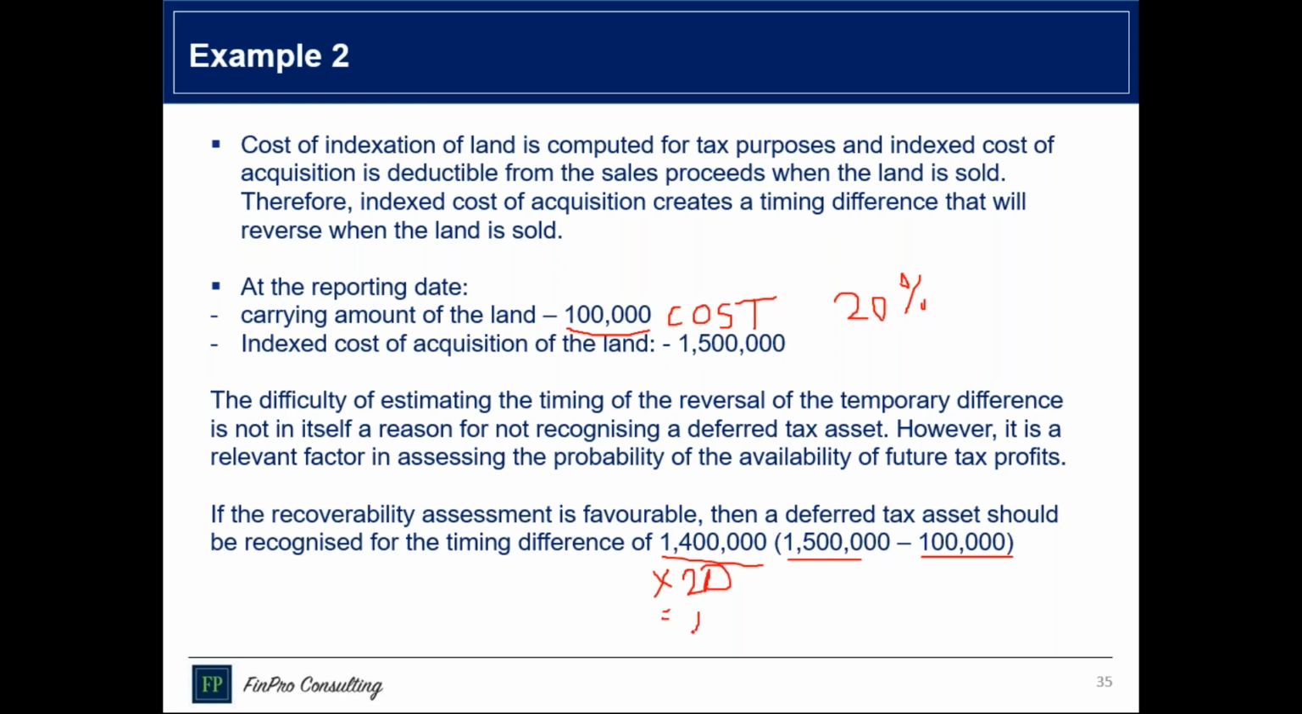which is 2,80,000. This is a deferred tax asset which is created. We will discuss when to create and when not to later on. But this is what the standard tells you to recognize: 20% of the timing difference. So this is a DTA.